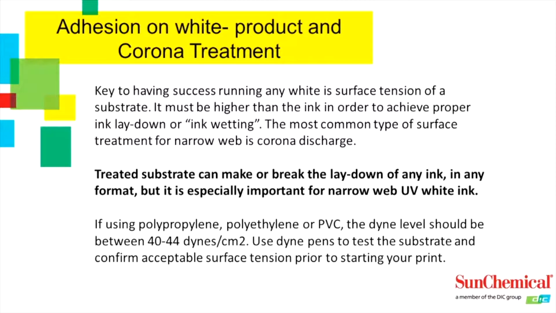Films have surface energy, while inks have surface tension. And how can we increase the surface energy of a film for better adhesion? One way to do that is corona treatment. In today's industry, we often struggle with older films that are inherently structured with lower dyne levels. By having this piece of equipment on the press, we can bump up the surface tension of a film to a desired level of 40 to 45. Using dyne pens to test the substrate confirms acceptable surface tensions prior to starting your print.